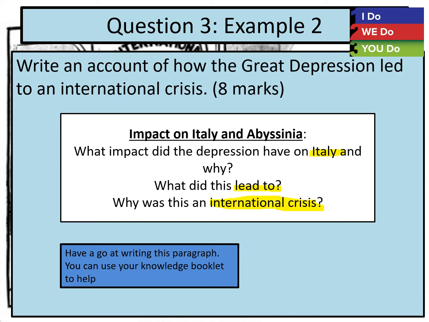You're not going to be able to write about every single little thing to do with the incident, but you should remember to focus on, well, how did the Great Depression lead to Italy being in trouble? What did the Italians do to try and get themselves out of trouble, i.e. invading Abyssinia? And why did this lead to problems? Why was this an international crisis? By focusing on the lack of action by other nations. 5 minutes, have a go.